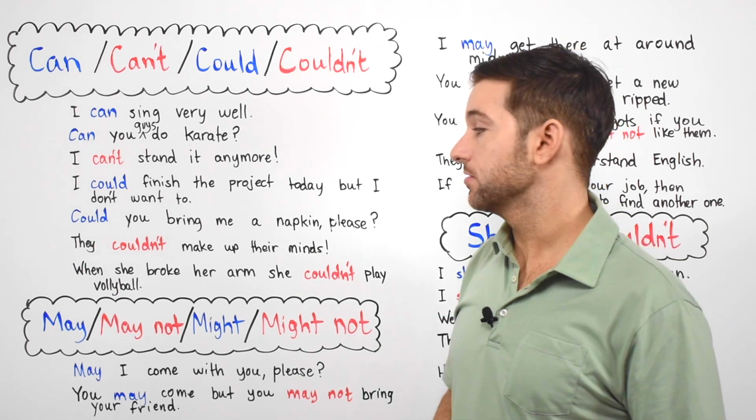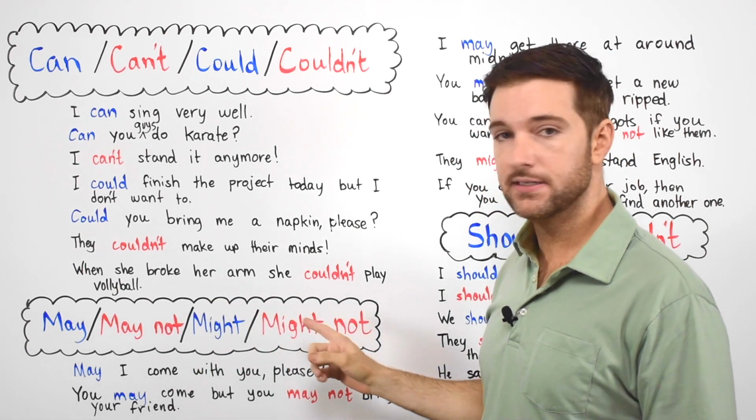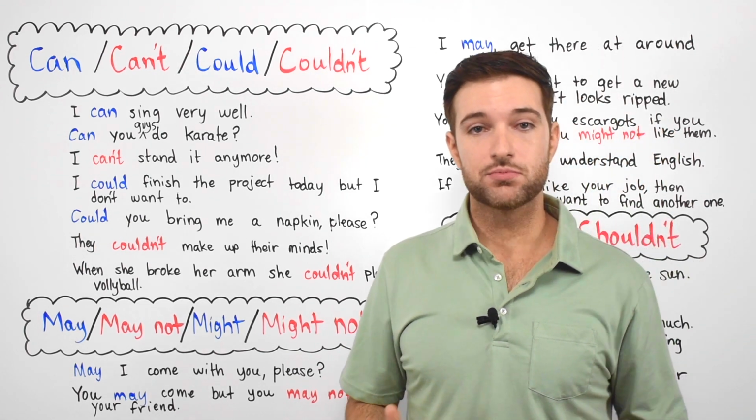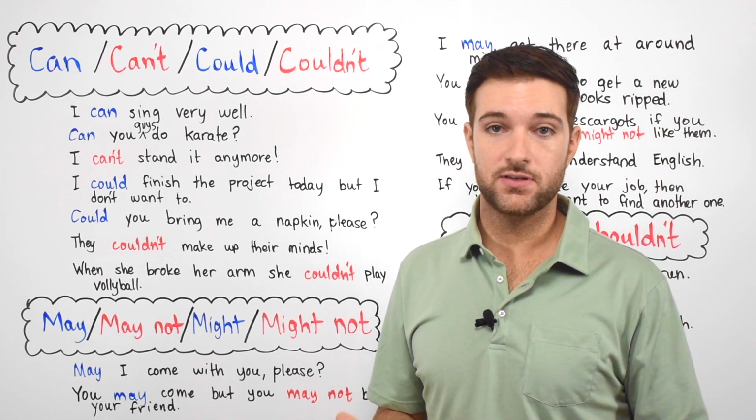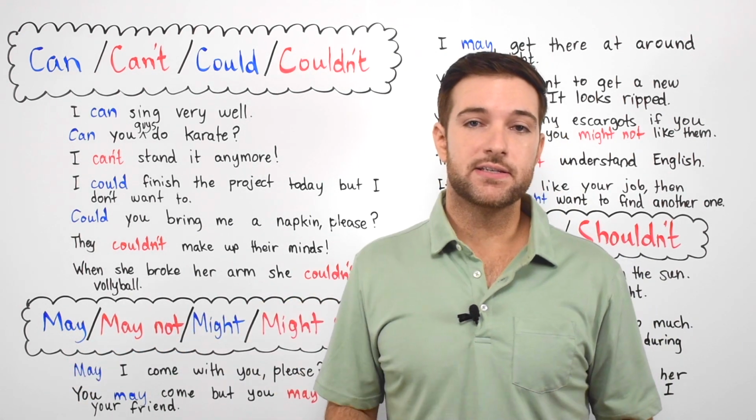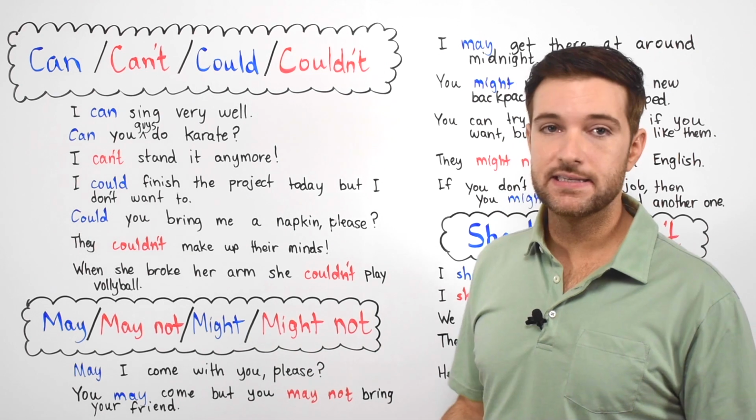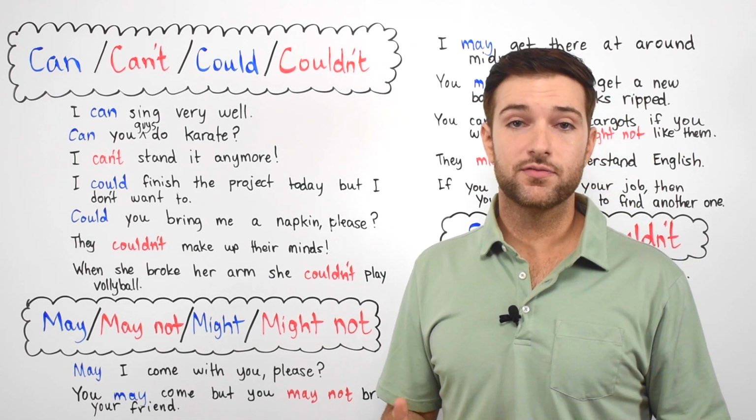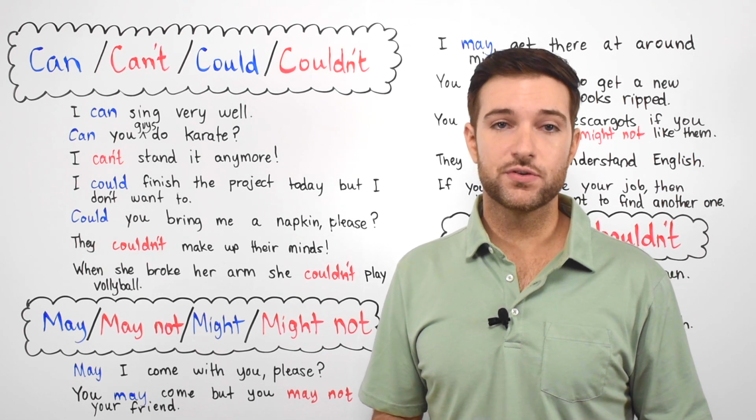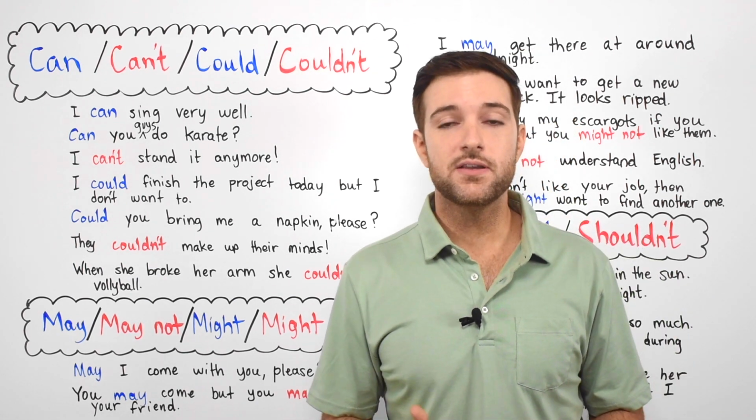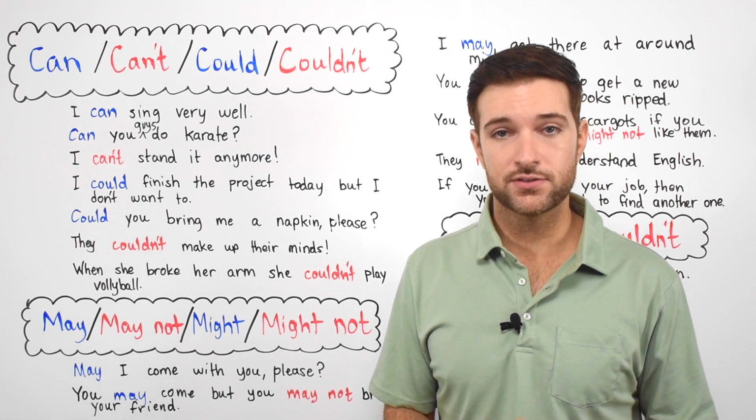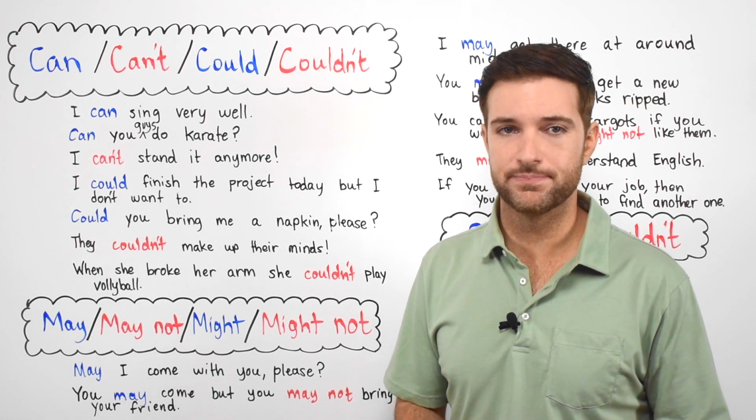Now we have the words may, may not, might, and might not. These are words that are used to express possibility or doubt in English. May is in the present tense and might is in the past tense. Now, for a lot of speakers, may is considered to be used in formal situations or when you want to be very, very respectful and polite and courteous. Okay, you just want to be a nice person.